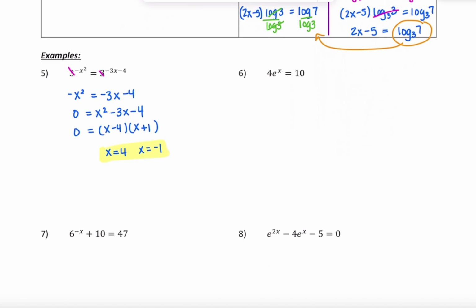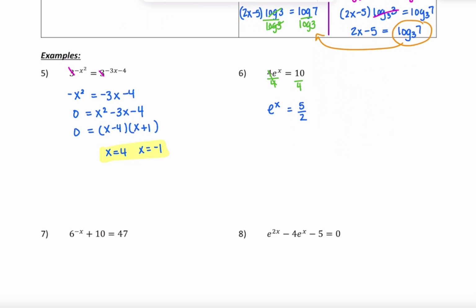All right, for number 6, that 4 I can kind of move away and undo first before I worry about the exponential. So I have e to the x equals 10 divided by 4. I'll rewrite that as 5 over 2. Okay, and now I'm looking at my exponential equation. I can't match bases. At least it's not easy to.